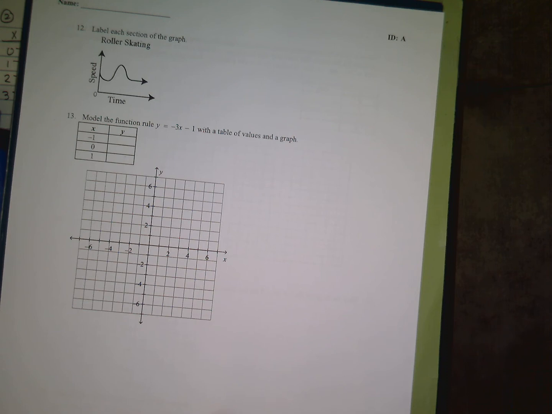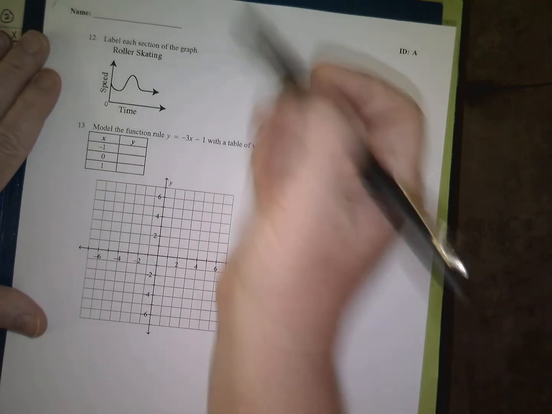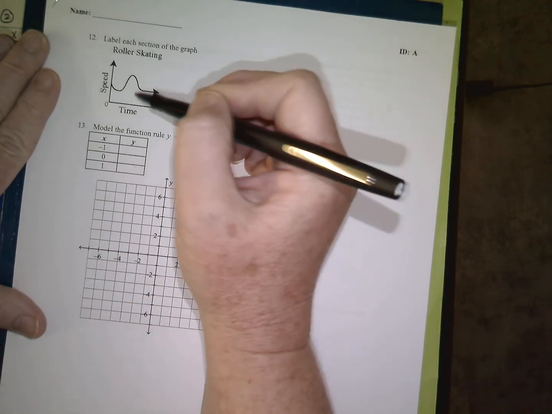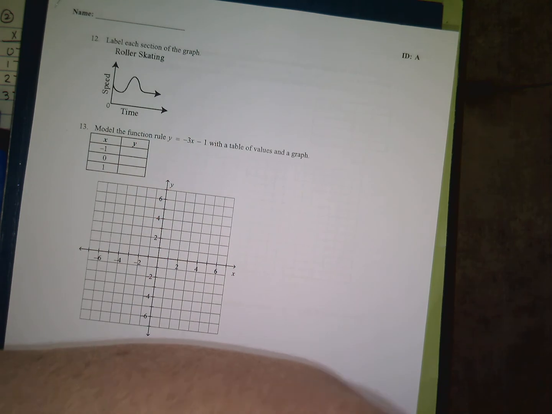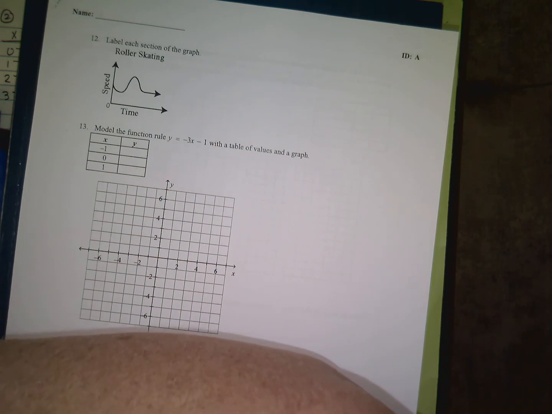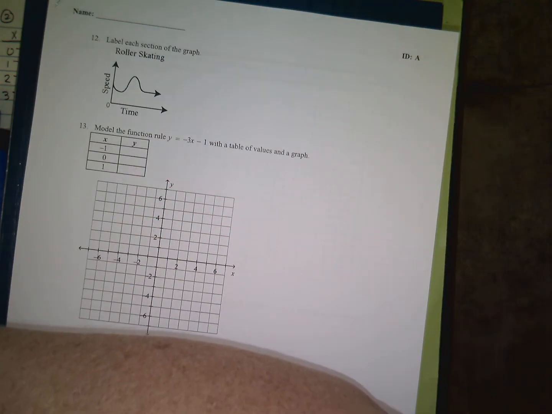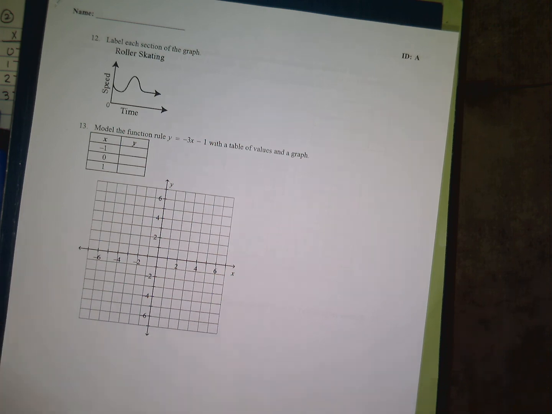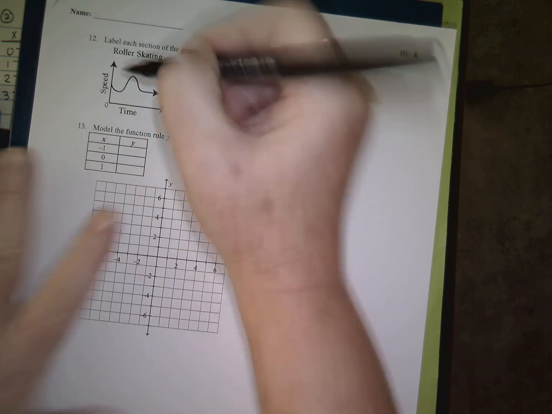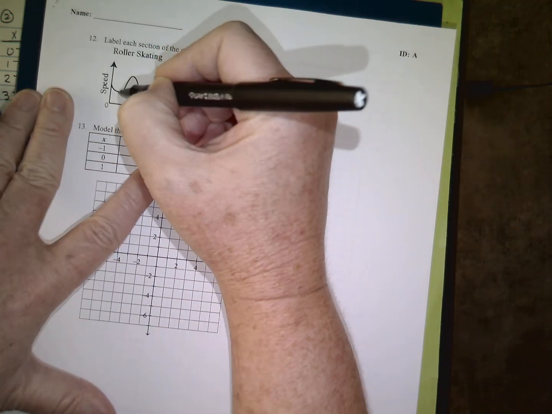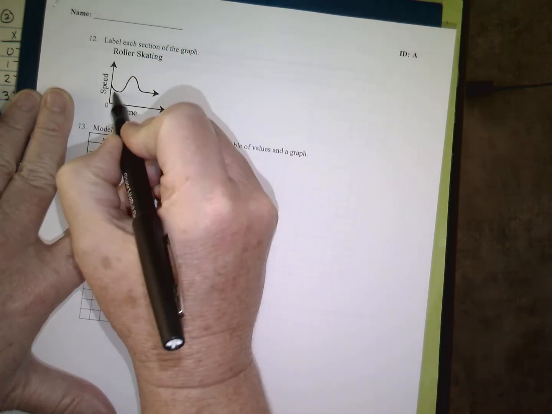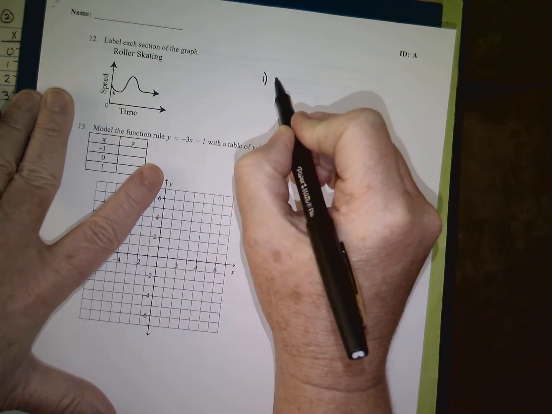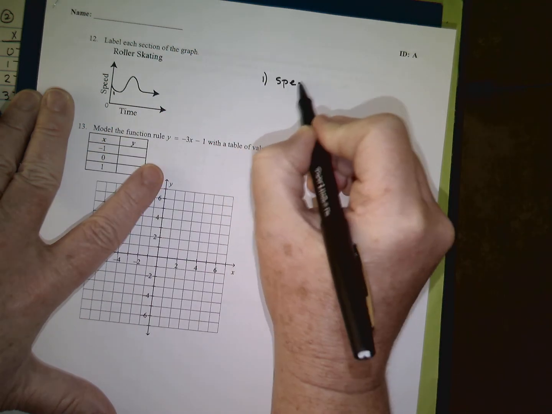Number 12, label each section of the graph. This is speed and time. Guys, this is how fast somebody's going. It is not their height and it is not their distance. At the beginning of this story, was this person standing still or was this person already moving? Already moving because the speed is not down there at 0. What happens to the speed here? Down. So put a 1 right there and over here put speed decreased.